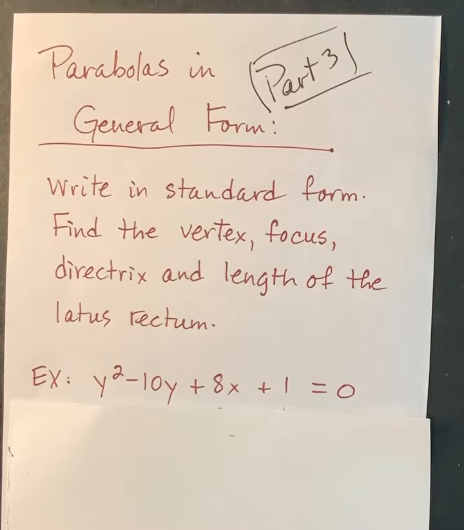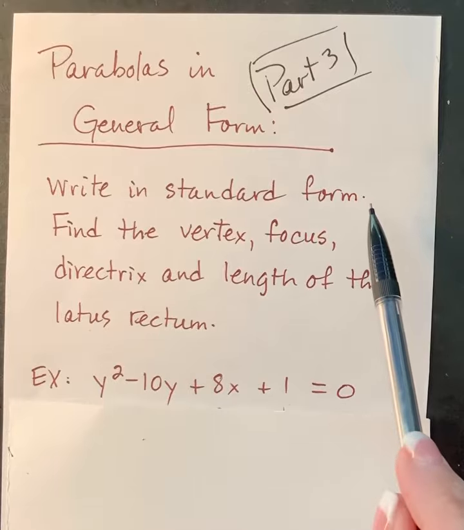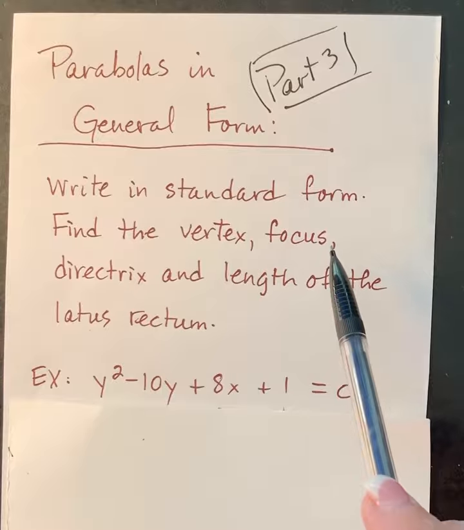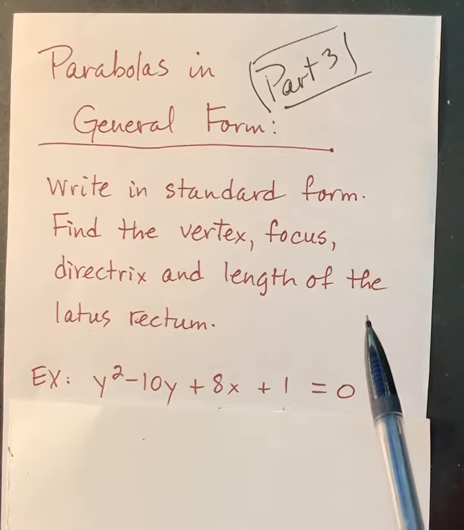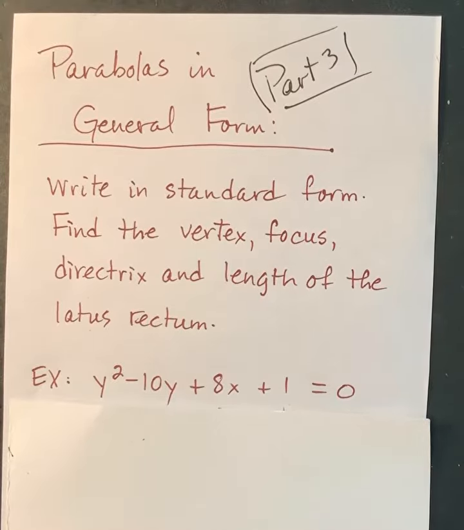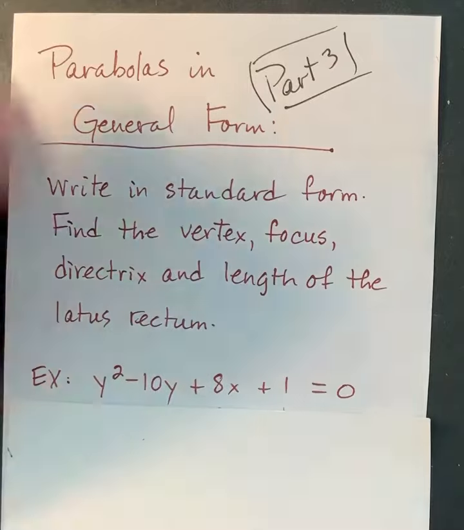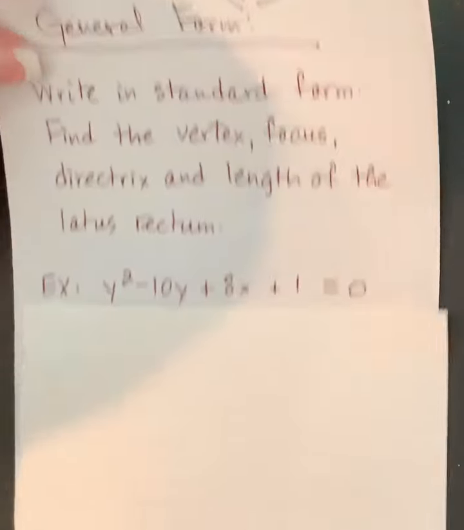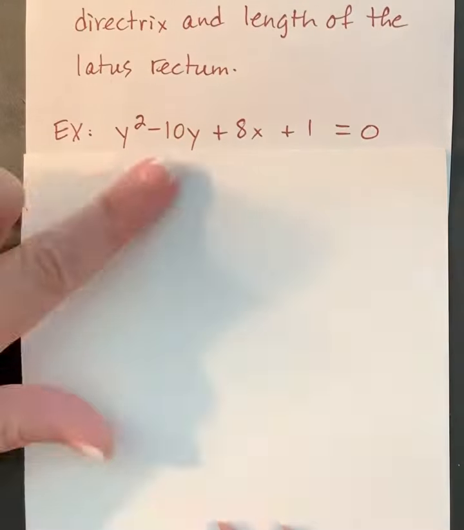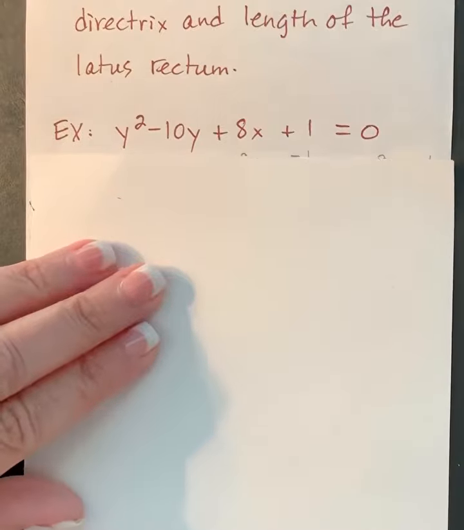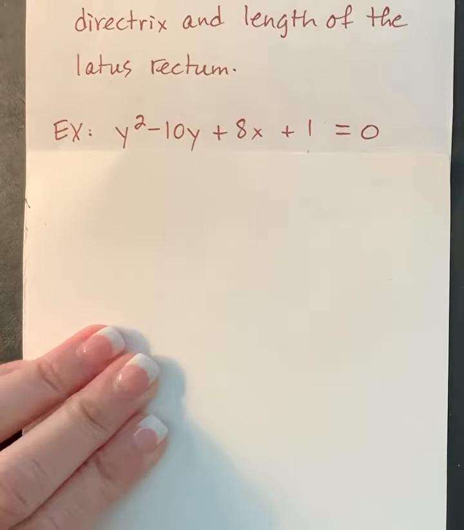That's in general form. So for this particular one, we're going to write it in standard form. Then we're going to find the vertex, the focus, the directrix, and the length of the latus rectum, and also show the graph. Okay, so what this means, if it's in general form, you're going to have to do some completing the square.